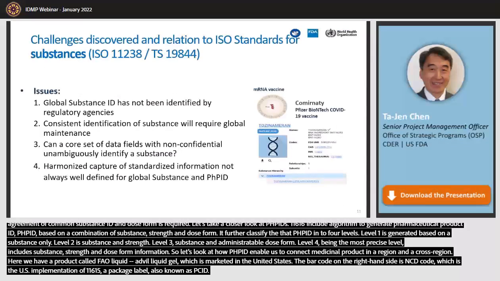So let's first look at the challenge for substance. There is not a set of substance IDs that is identified and agreed by the regulatory agencies as global substance ID. When the global substance ID is identified, then a consistent way to assign the identification to a substance will require global maintenance and a global maintenance organization. Then, can the global maintenance organization unambiguously identify a substance based on the core set of data fields without the confidential information? And then the harmonized capture of standard information is not always well defined for global substance.